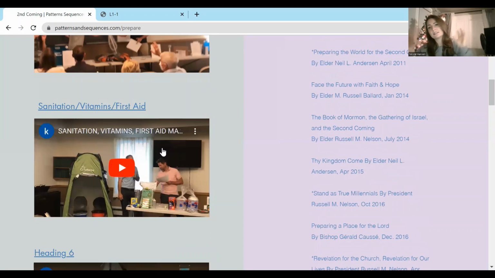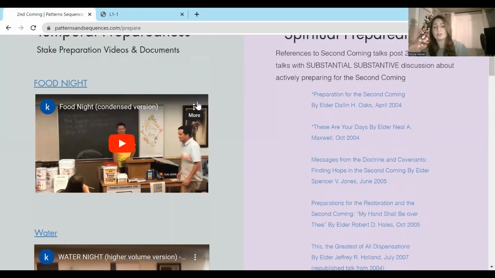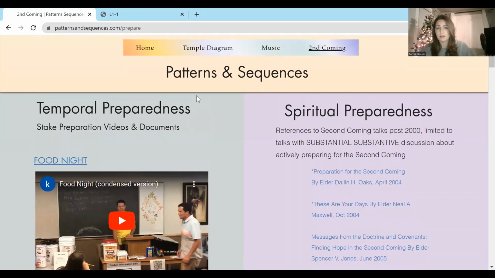So we just did six months of preparation for our ward. And then he took it to all the other wards in the stake and then helped get them prepared. So if anybody knows anybody who's in charge of that, I just thought, if I'm making a website here, I'll make it available for people.